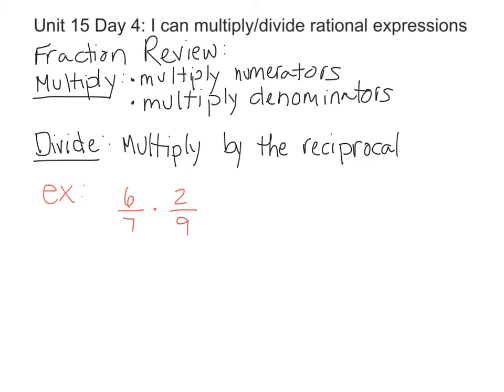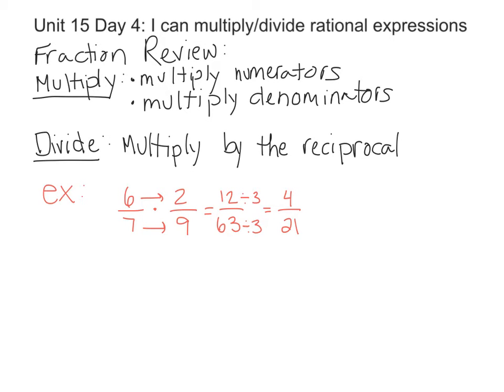Okay, so you can do this one of two ways, and I will show you both ways. Let's say you just multiply the tops. You get 12 over 63. Okay, but then you have to simplify. So you'd have to say, okay, what goes into 12 and 63? 3 goes into both. So we'd get 4 over 21, okay?